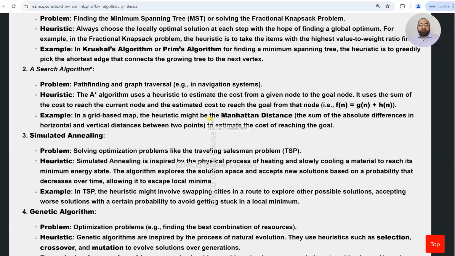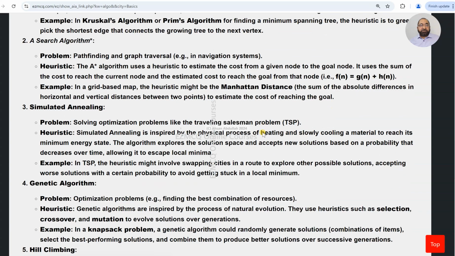So in a grid-based map, this uses Manhattan distance, like the sum of absolute differences in terms of the blocks and the streets, okay? It estimates the cost of reaching the goal. It is just an estimate, okay? It's not the perfect result.